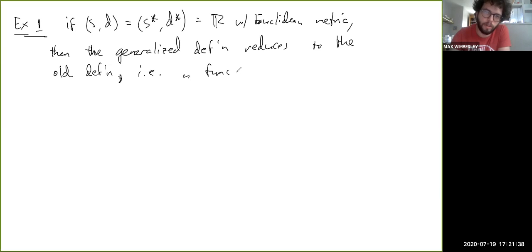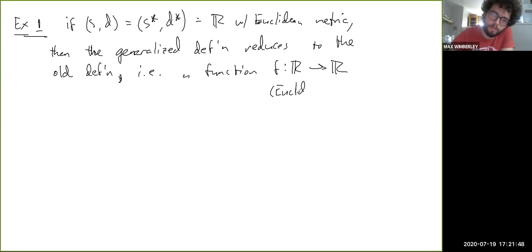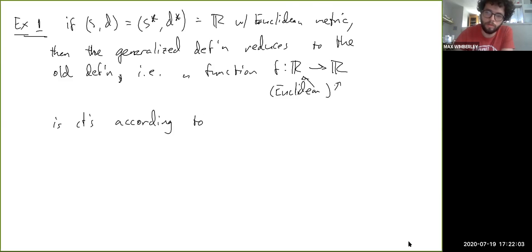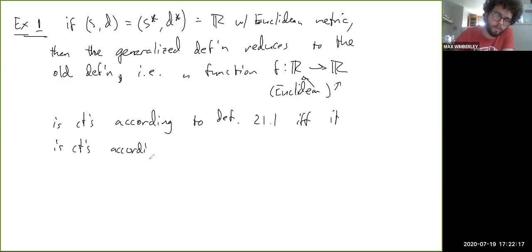a function from R to R with Euclidean metrics in both spaces is continuous according to definition 21.1 if and only if it is continuous according to whatever, 19.1, yeah. Right, so that was our original definition of continuity.